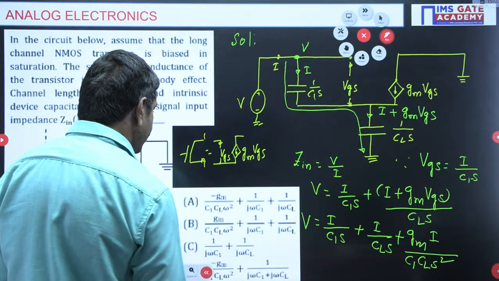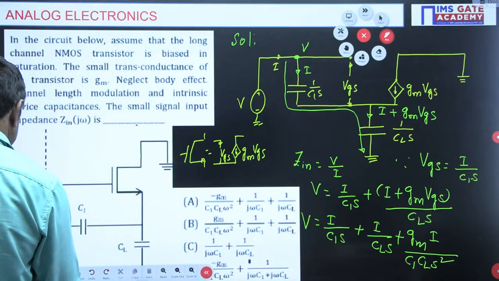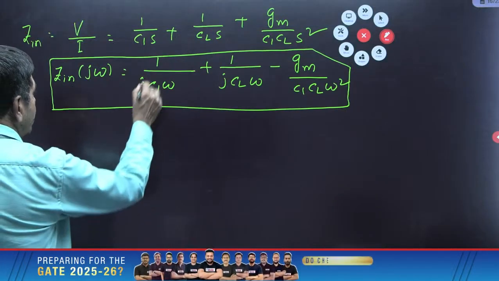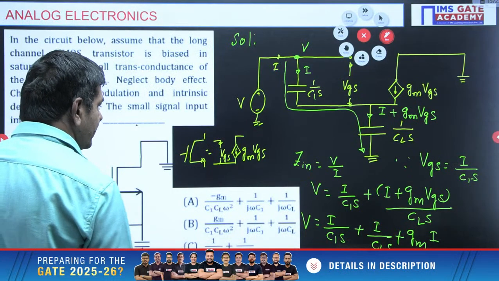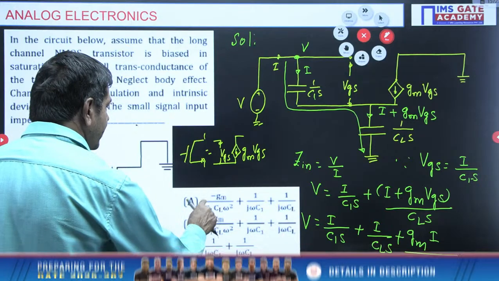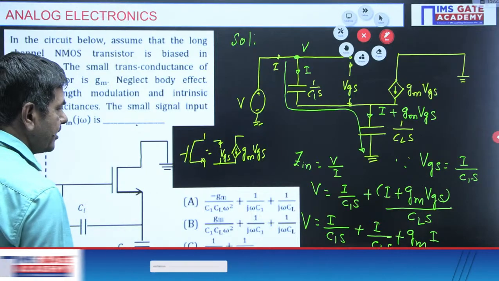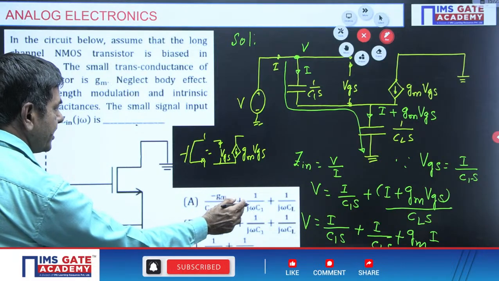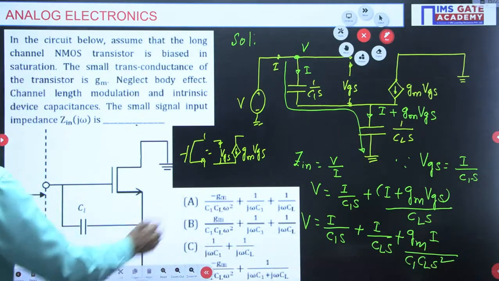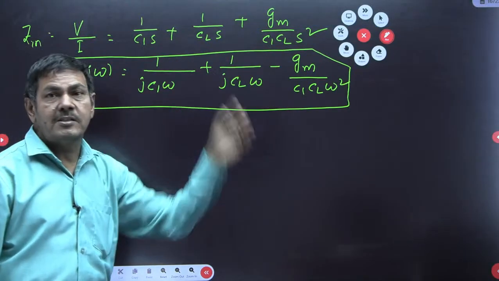Which option is correct here now? Option A or B or C, check it again. 1 by J omega C1, 1 by J omega CL minus GM by... sorry, A only is correct, I think. Option A or B, check it. Mostly it comes as option C, I think. That answer is possible. Option A is correct, I hope. Understand? Anyhow, this is the final solution for this question.